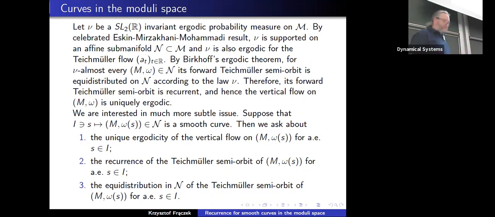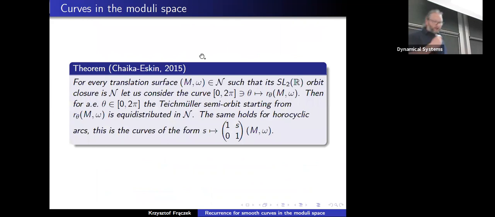Of course, these three meta questions are related. Three implies two, two implies one. But nevertheless, all of them are also interesting alone. And the first result, this is not our result. This is a result by Chaika and Eskin, which speaks about such curves, but they consider very particular curves, two types. The first type is created by the rotations of a starting surface.